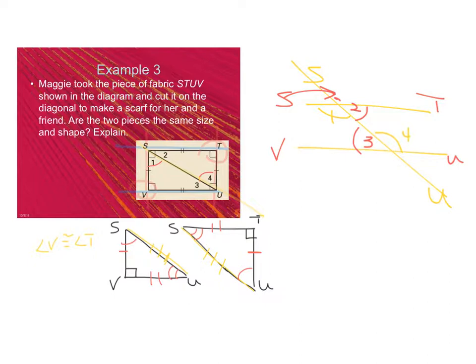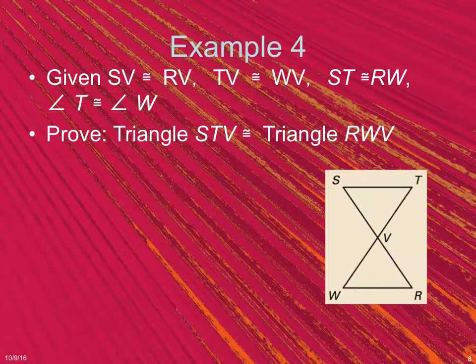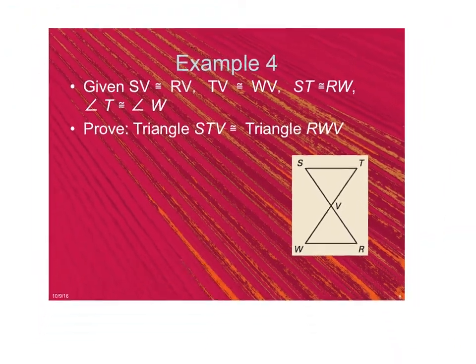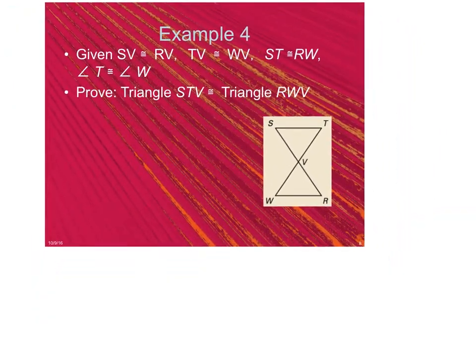All right, so let's go on. We're going to write a proof here. Now, first thing I recommend you do is label your picture. If your picture does not have congruency marks in there, fill it in. Because right now we're trying to prove these two triangles are congruent, and the only way we can do that is to get congruency marks on every single side and every single angle. So the first thing we're going to do is match it all up.